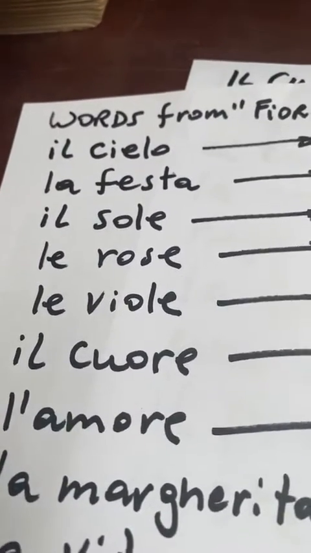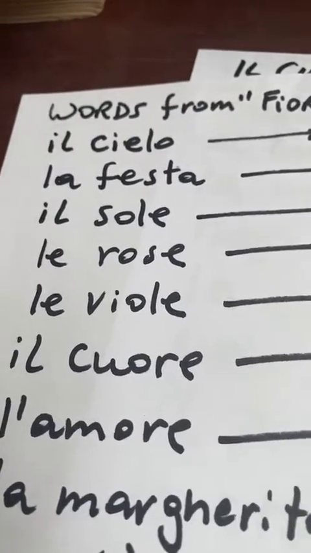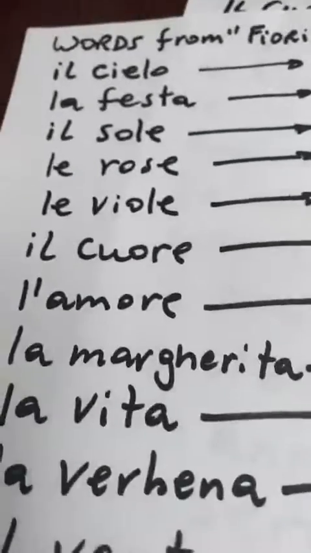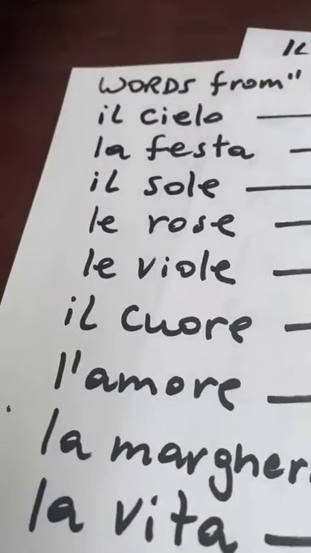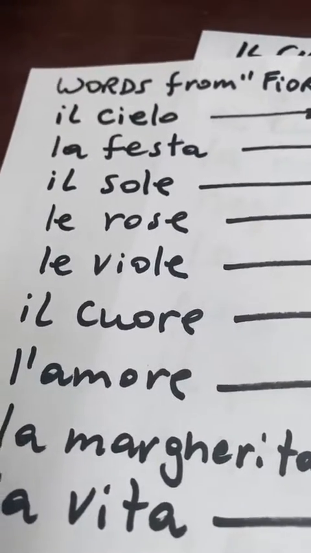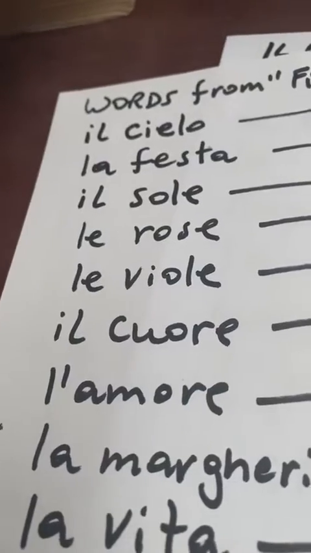Tutte rose e viole. Le rose, the roses, le viole, the violets. Here we are. See? They are here. Rose. Il mio cuore, il mio cuore. But I didn't put mio cuore because mio is an adjective. Il cuore is the heart. And the plural would be i cuori. A heart is un cuore.